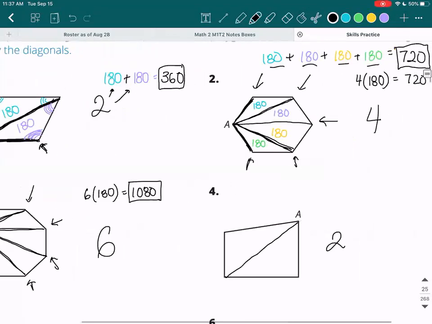What about number 4? What should I do? What times 180? 2. 2 times 180, good. And that gives us? 360. Perfect.